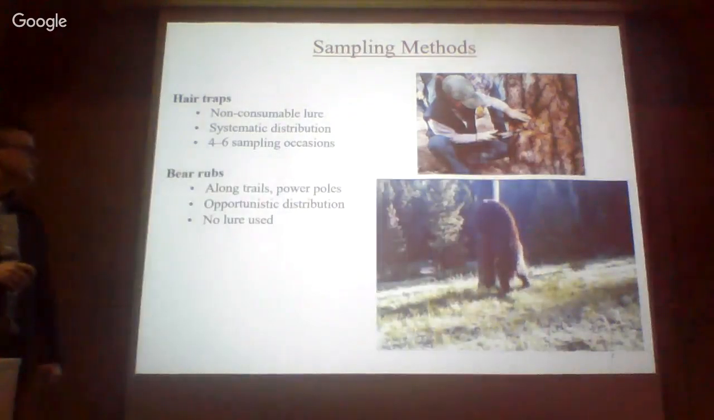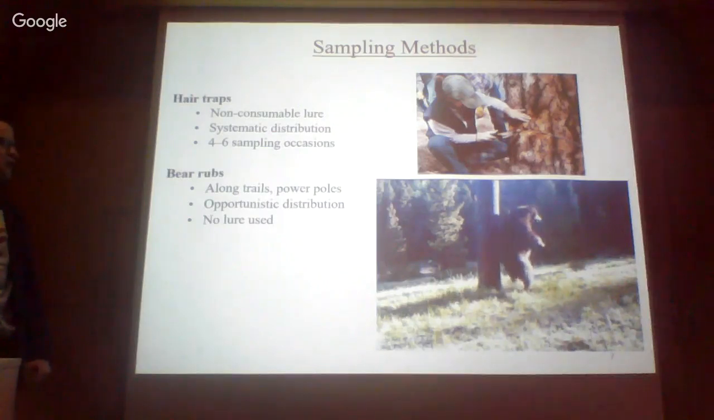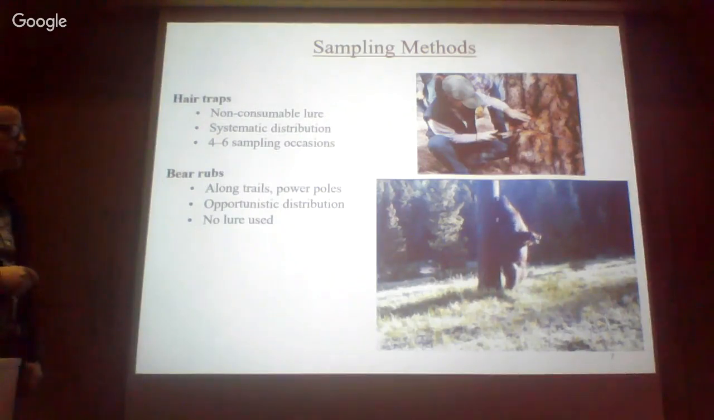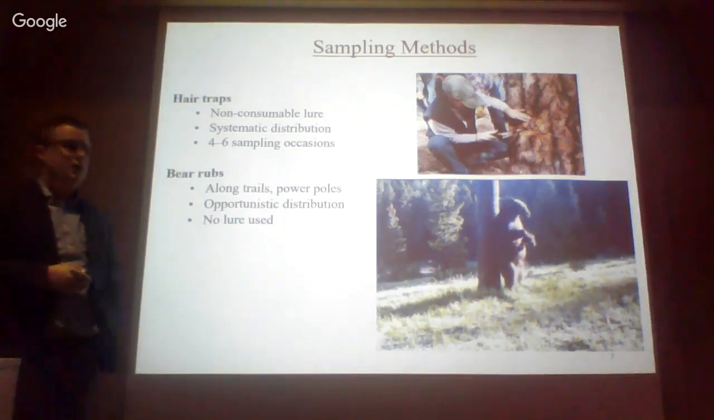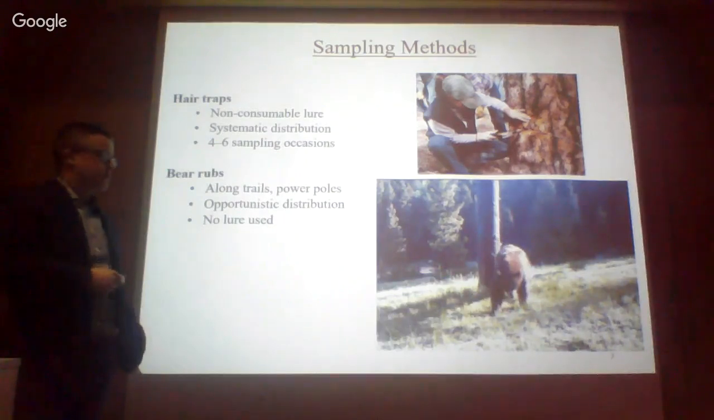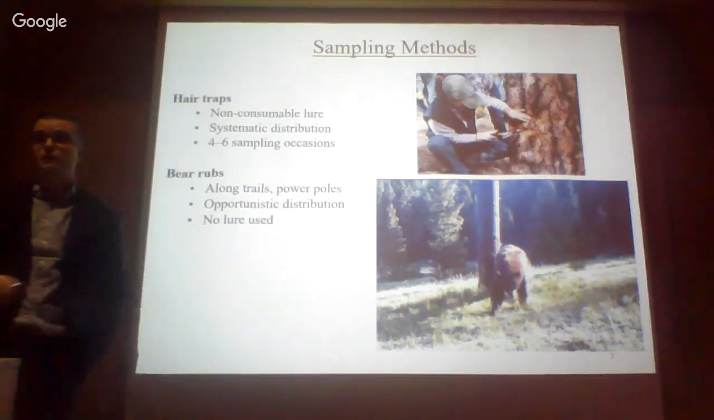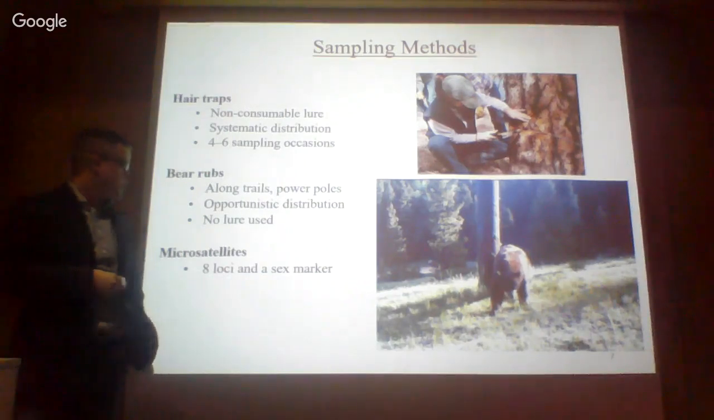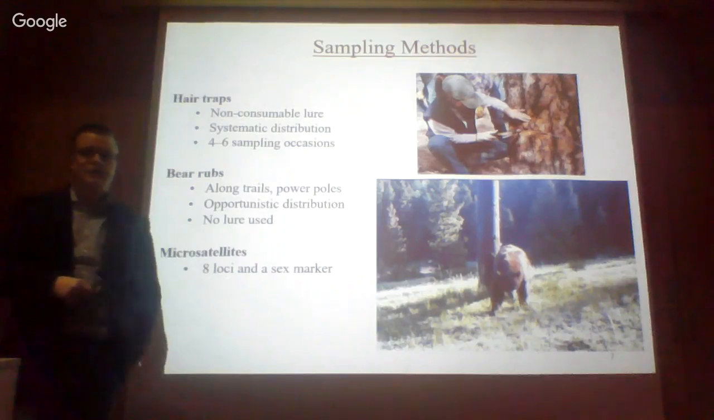And then we also use bear rubs, which is based off of a natural behavior. And due to that, you can find rub trees along trails, as well as power poles and whatnot. And we opportunistically distributed these as we were deploying our hair traps. And because it's a natural behavior, we didn't have to use any lure to attract anything. From these sampling methods, we then collected those hair and genotyped individuals using microsatellite loci, as well as identifying the sex of the bear.